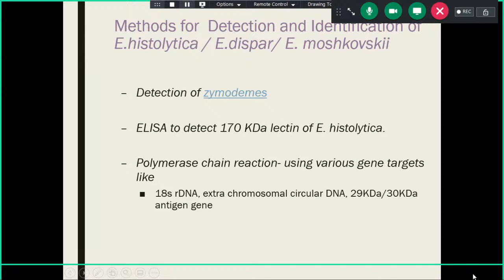Recently an ELISA is also available which detects the lectin produced in E histolytica but not in E dispar, and a PCR molecular test always gives a conclusive result, giving a positive result in case of EH.